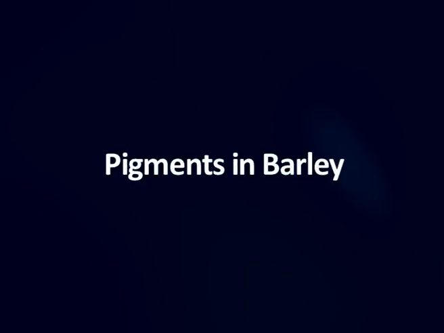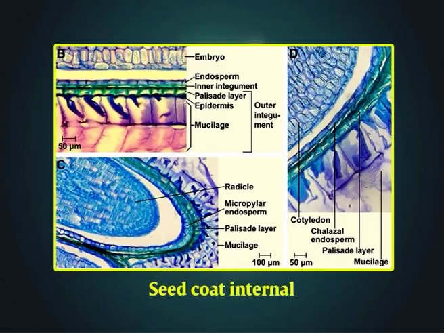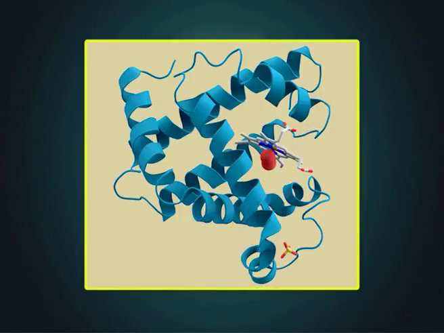Pigments in barley. Anthocyanins of the cyanidin type can be found in the green organs of the barley cultivars. Catechins are located in the seed coat and mature kernel. Tannin complexes with protein and often account for off colors that are noted especially during processing.